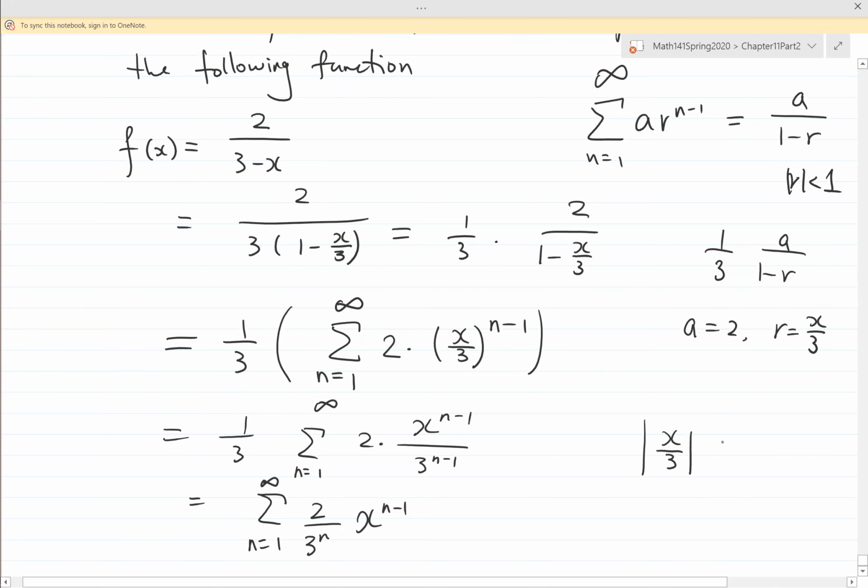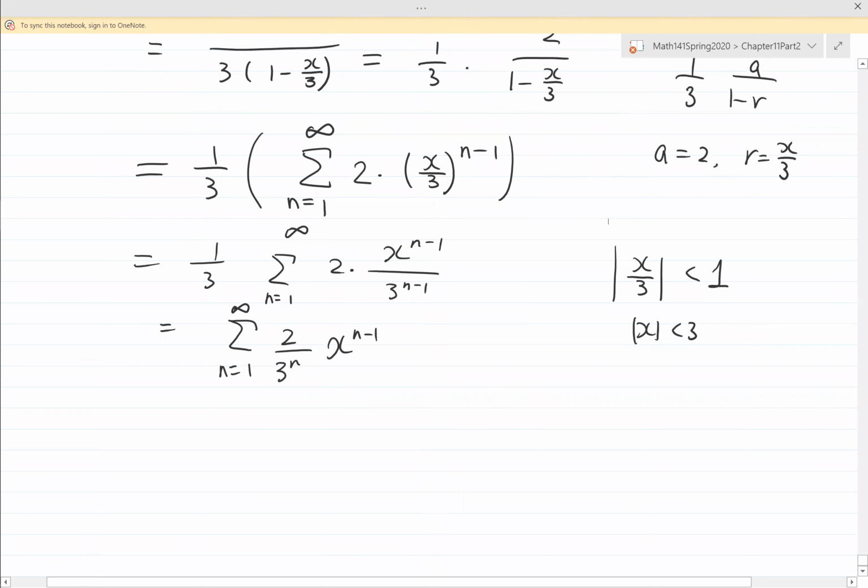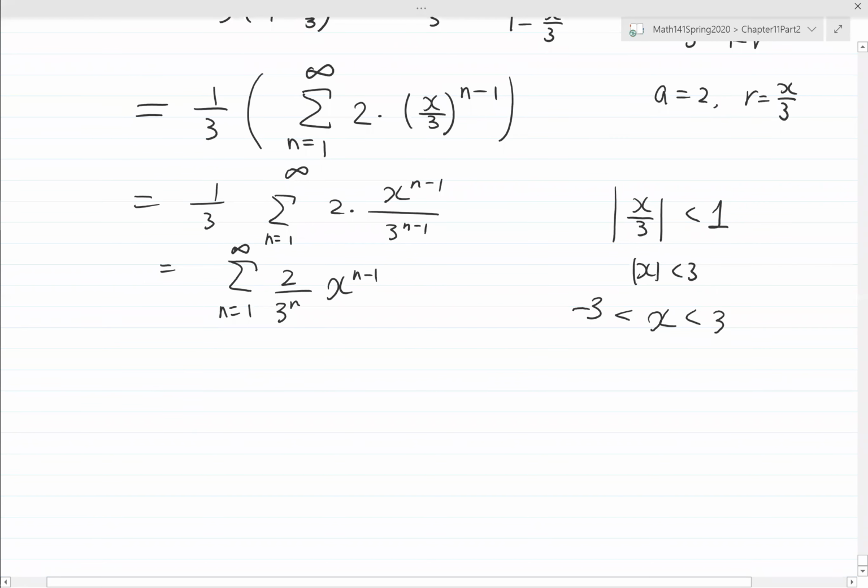Now the radius of convergence: the common ratio is bounded by 1. So the absolute value of x is bounded by 3, and then you find the interval of convergence: x is between -3 and 3. The radius is 3. So the interval of convergence is -3 to 3, and the radius r is actually 3.